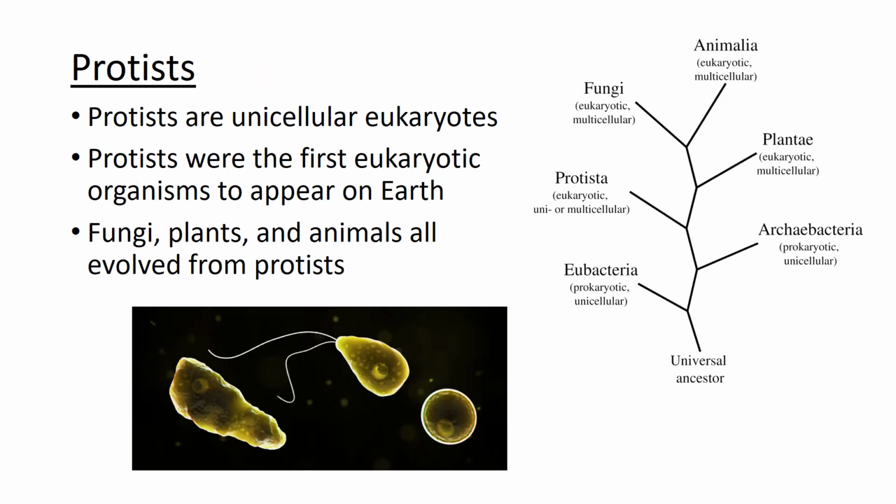Let's take a quick look at the protists. The protists are unicellular eukaryotes. Protists were the first eukaryotic organisms to appear on Earth. That's why I think of them as kind of the link between the prokaryotes and then the multicellular eukaryotes. And fungi, plants, and animals, they all evolved from protists.